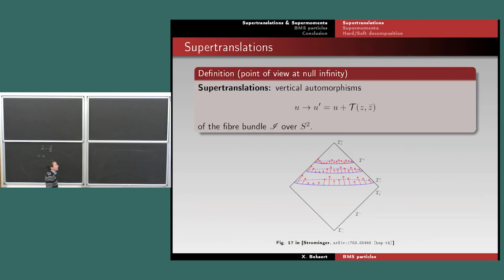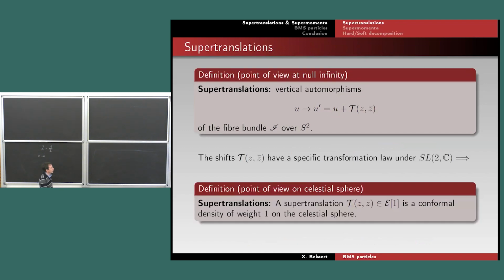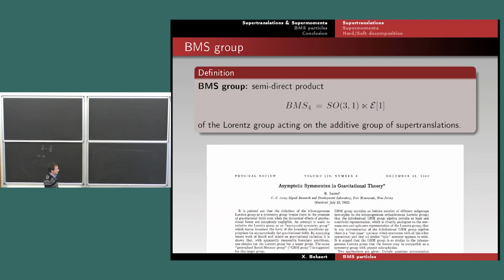Okay, so, super translations. They are vertical automorphisms of the fiber bundle, and in practice we just shift the retarded time by a function on the celestial sphere, which, if you look at the weight, indeed has conformal weight 1. That's what super translations are from this point of view. And the BMS group, therefore, is just the semi-direct product where you act by conformal transformations on these weight 1 conformal densities.